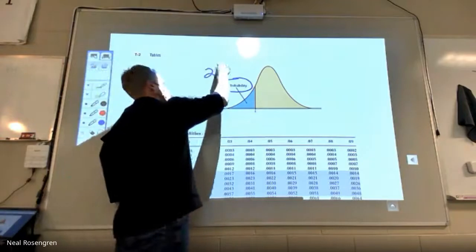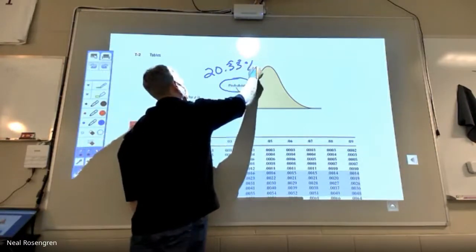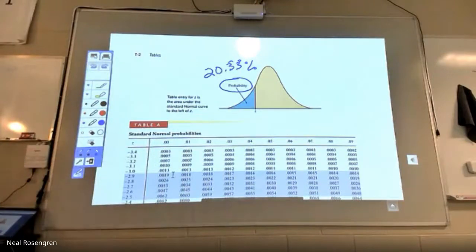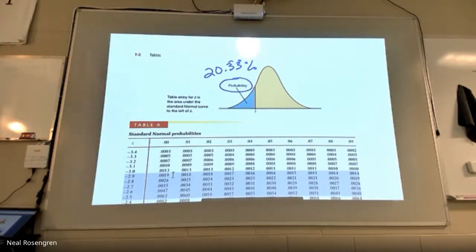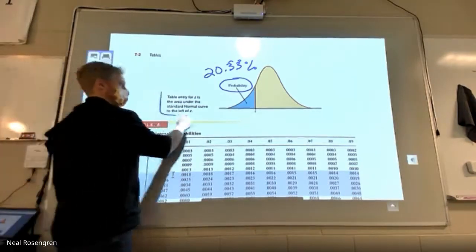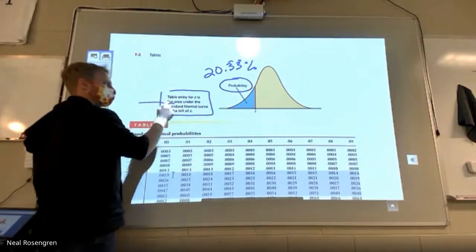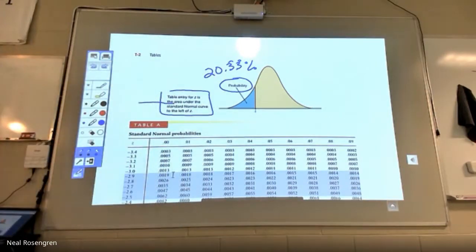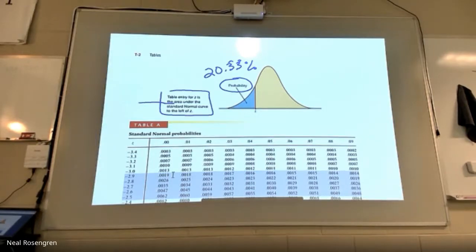That is 20.33%. That is the probability. What are the chances that somebody on that test scores 75 or less? And it's all about that "or less." That number is always, and look at what it says here, the area under the standard normal curve to the left of z, less than your number. What we're going to do today, probably tomorrow too, is learn how to do that. But that was my first example.